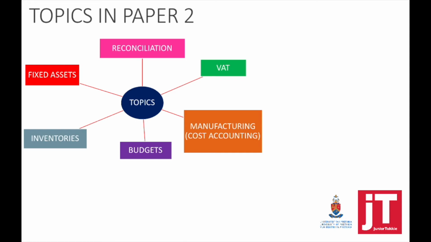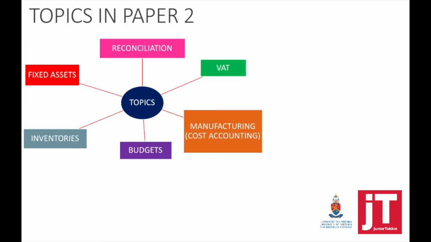Do not forget that your creditors reconciliation can be asked in different ways. It can be asked where we have received a statement from our supplier and we need to compare that to the creditors ledger. Then we also have a different type of reconciliation where the creditors control account must be equal to the creditors list. You need to make sure that you study that, and manufacturing, and everything you've learned with regards to manufacturing.